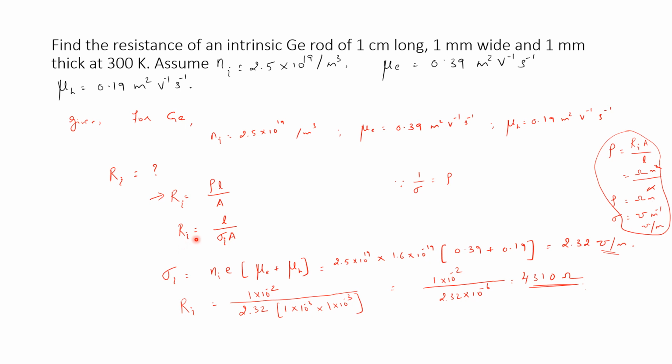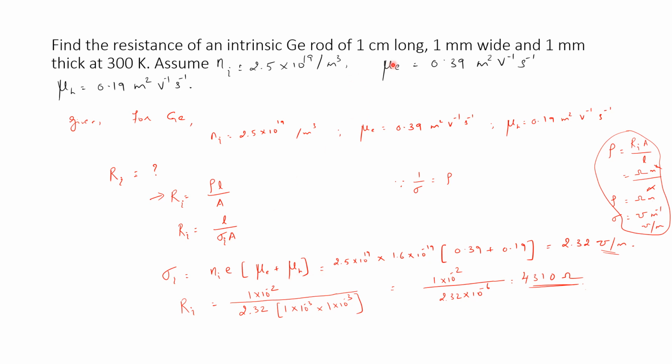Now I don't have rho here. Do I have conductivity? Okay. So I will rewrite the equation for conductivity. Ri is equal to L by sigma I into A. Then sigma I is known to me, that is Ni into E into mu E plus mu H. Now you see mu E, mu H, Ni, everything is given in the problem.